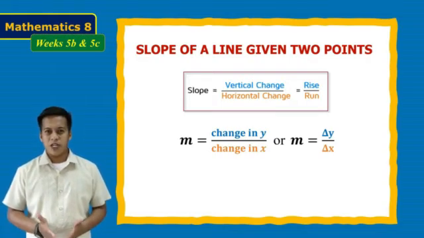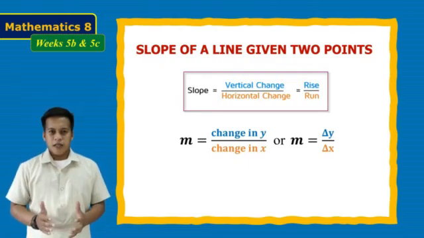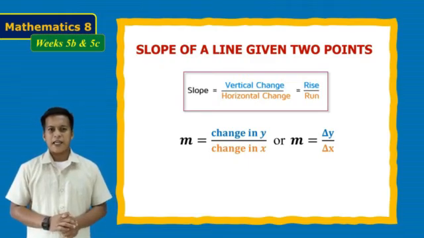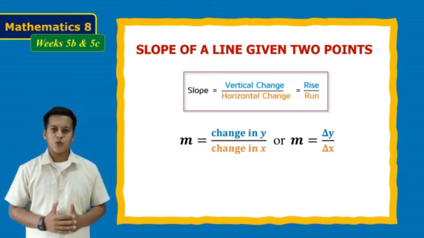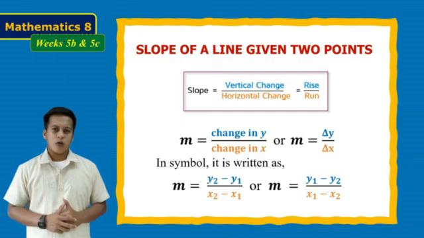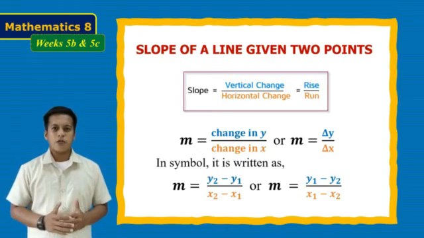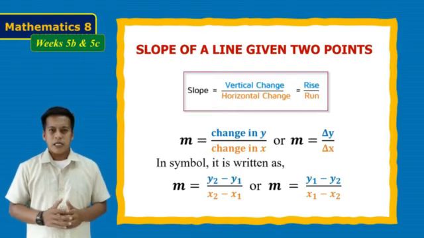m is equal to change in y over change in x. In simple terms, it is written as m is equal to y sub 2 minus y sub 1 all over x sub 2 minus x sub 1, or m is equal to y sub 1 minus y sub 2 all over x sub 1 minus x sub 2.